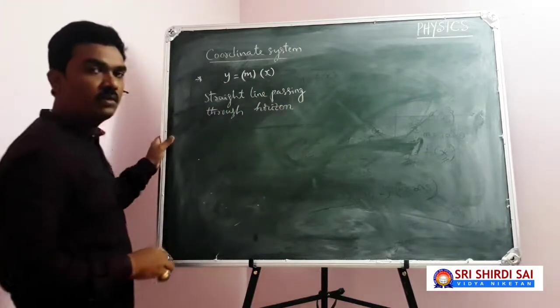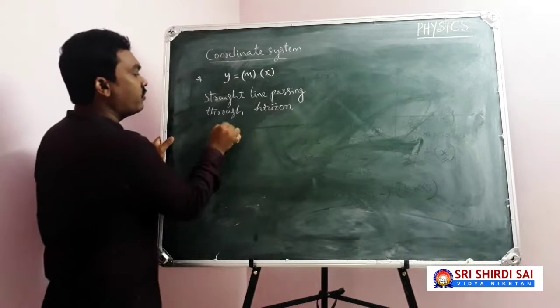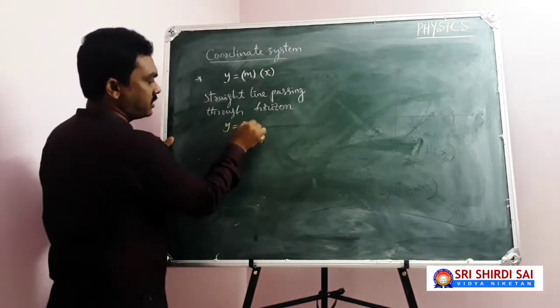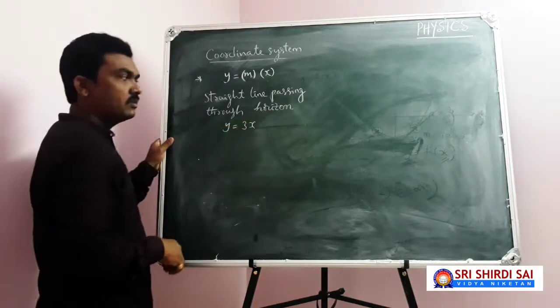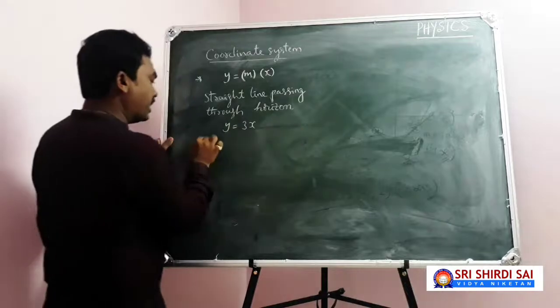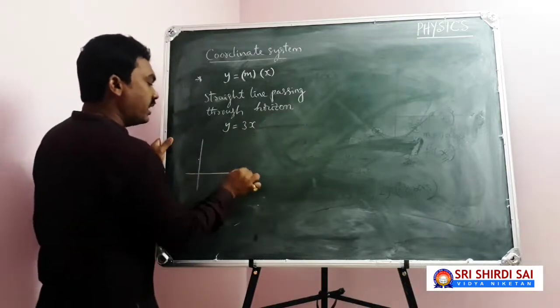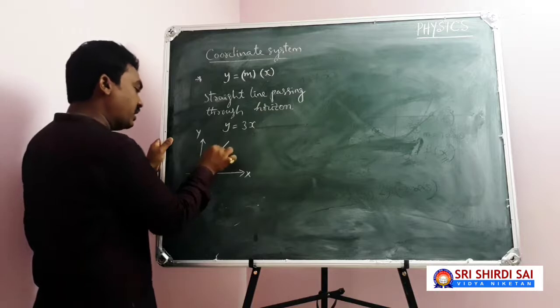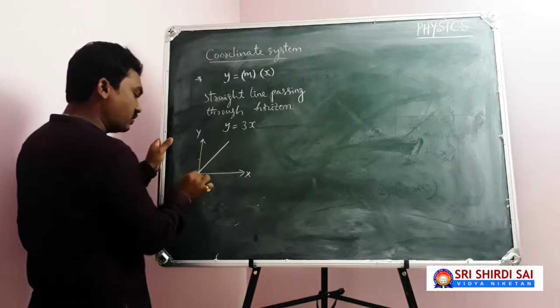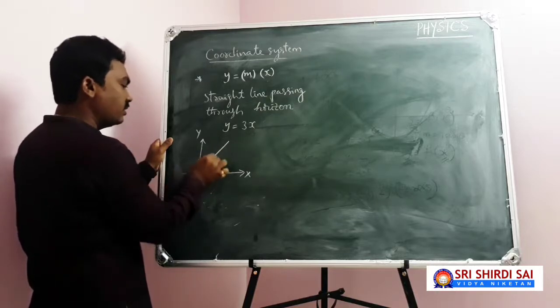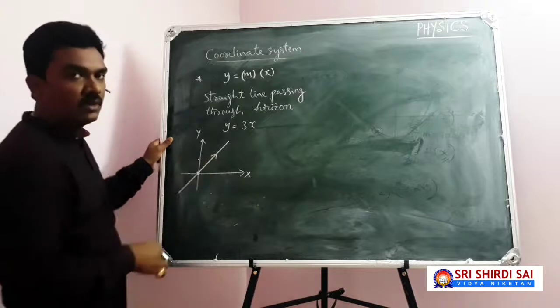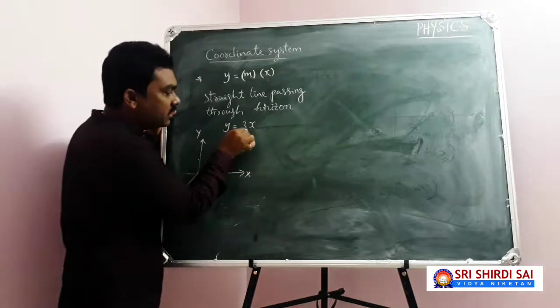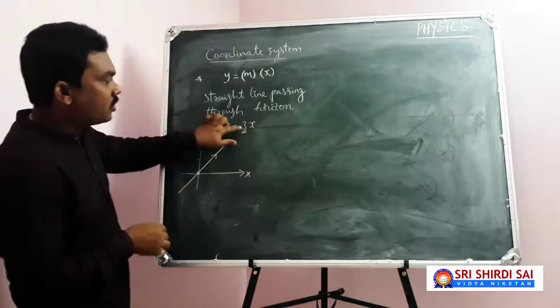This is, for example, here y is equal to 3x. Then if you are going to take a graph x, y, then our graph is a straight line passing through origin in this way. This is your graph. Of course, what you are expecting, this 3 represents slope of the graph.